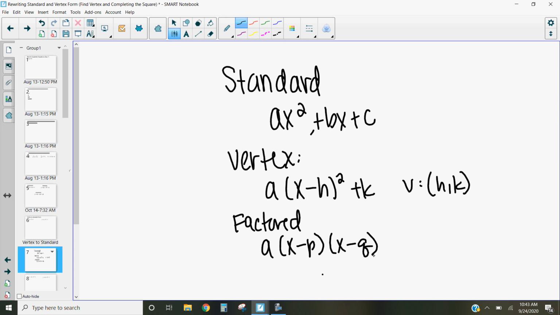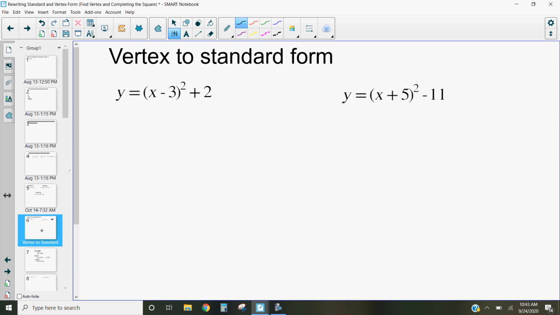So in this video today, we're going to be discussing how we go from vertex form to standard form, and it's actually going to be pretty simple. We're just going to multiply it out. So when I see something in vertex form here, to get it into that standard form, or ax squared plus bx plus c, I want to expand it out.